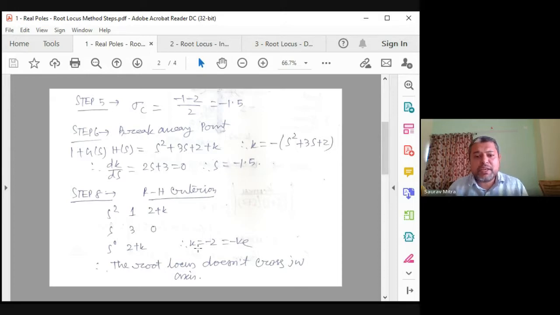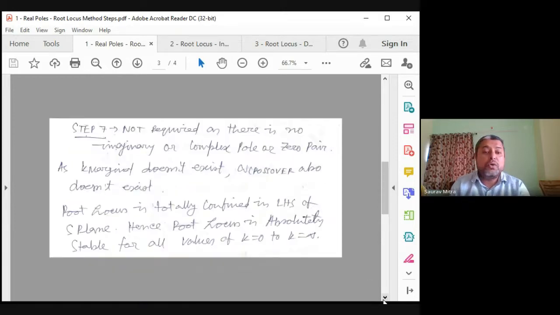So you are finding that for k any value from 0 to infinity, this system is going to be stable, because the first column of Routh-Hurwitz criteria is going to be positive. That means this is an absolutely stable system. Absolutely stable system, how do we know that? Then you have to draw this root locus plot.